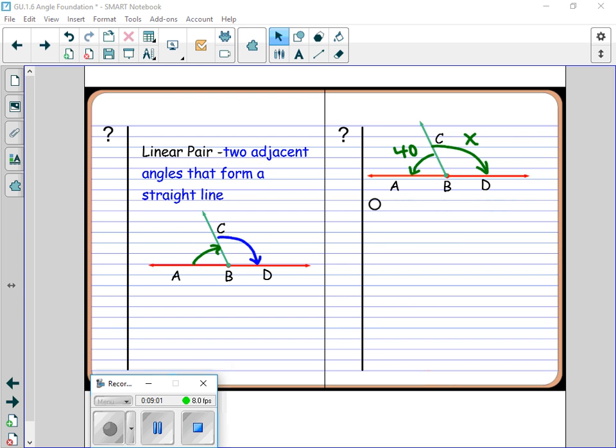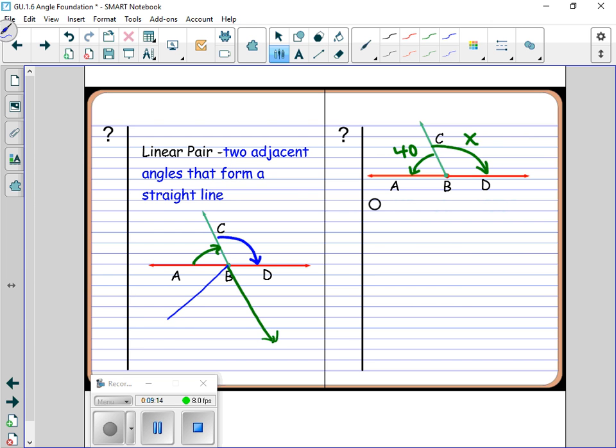Linear pair. Linear pairs are two adjacent angles that form a straight line, and this is a good example of it. Now we can make the picture look a little bit more complicated, and it's still all the same. I could draw a line like this, I could add a line that looks like this, and those two angles are still a linear pair. It doesn't matter. They're adjacent, and they form that straight line.